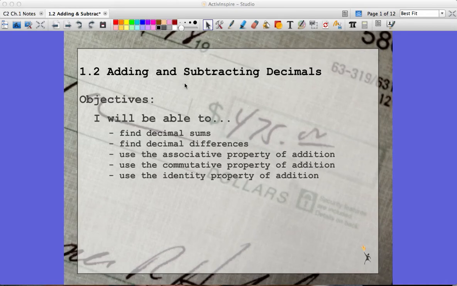Welcome to Lesson 1-2, Adding and Subtracting Decimals. Today we're going to talk about how to find decimal sums and decimal differences, and to use the associative property of addition, the commutative property of addition, and the identity property of addition.